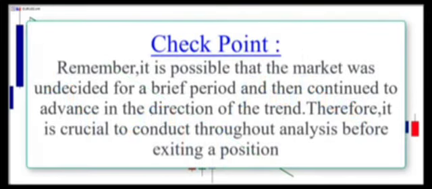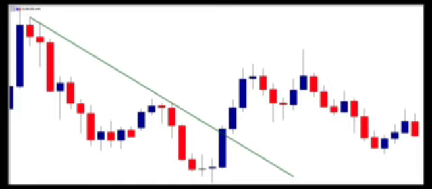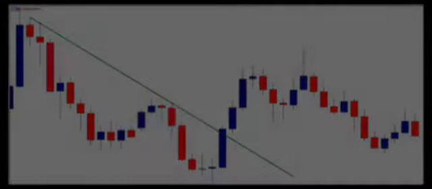Remember, it is possible that the market was undecided for a brief period of time and then continued to advance in the direction of the trend. Therefore, it is crucial to conduct thorough analysis before exiting a position. Please focus right now on the psychology behind the doji formation. In the next lessons, I'll show you how you can use it as a basing candle and as an entry signal in combination with supply and demand strategy.